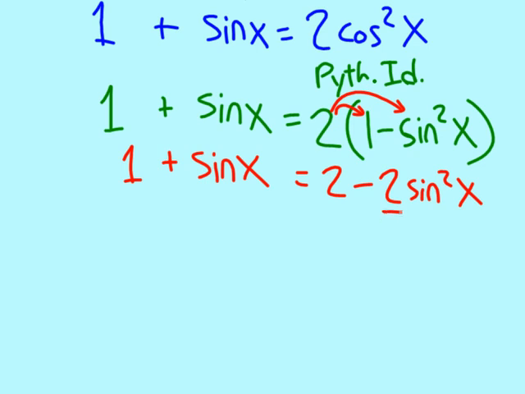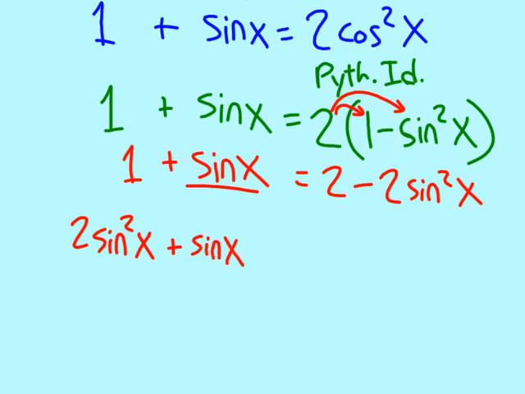Let's take this minus 2 sine squared of x and add 2 sine squared of x to bring it to the other side effectively. And let's subtract this 2 here. That would give us 2 sine squared of x plus the sine of x on the left side.